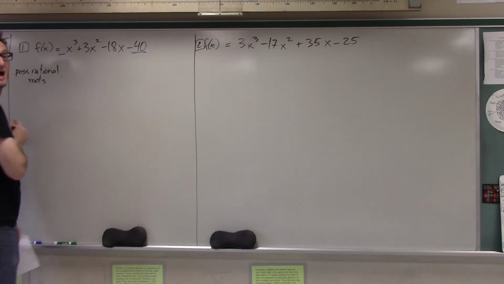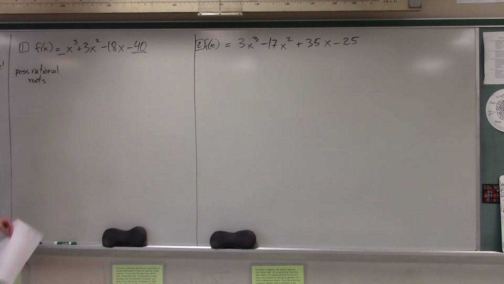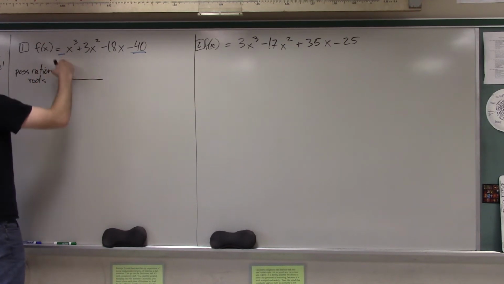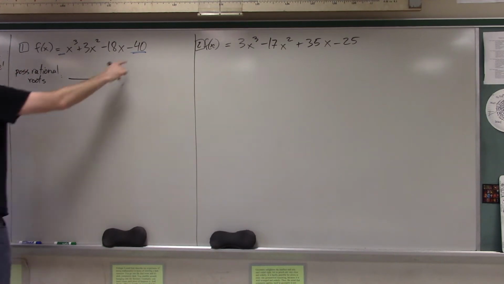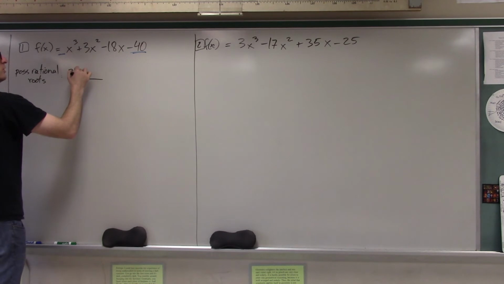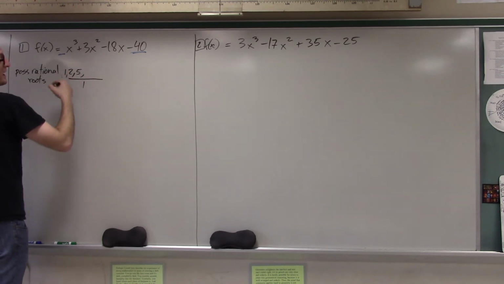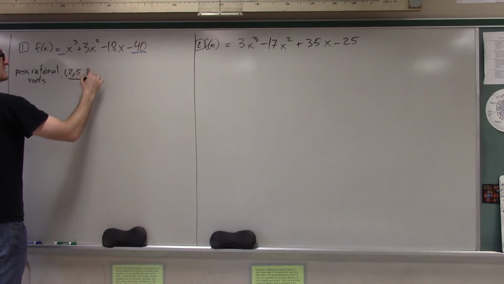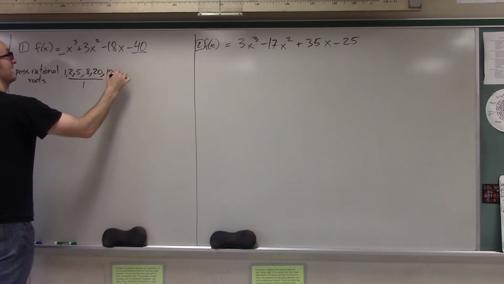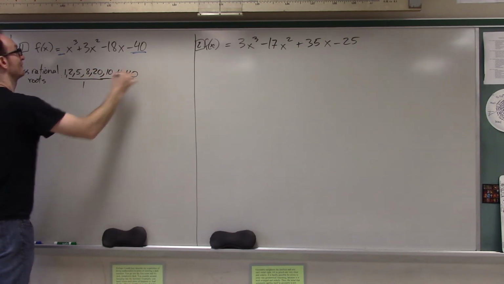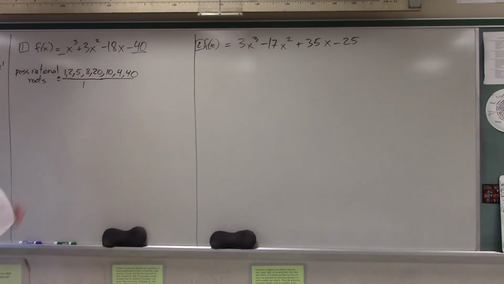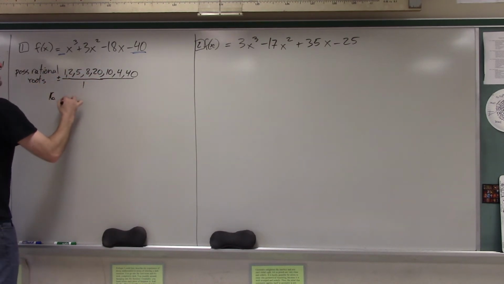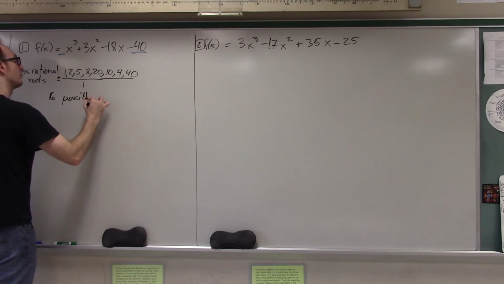Well, the denominator has to be a factor of the leading coefficient, but the leading coefficient is just 1. And the numerator has to be a factor of 40, so that's 1, 2, 5, 8, 20, 10, 4, and 40 itself. Okay, and then let's not forget that there are also all the negatives. So now there's 16 possible rational roots.